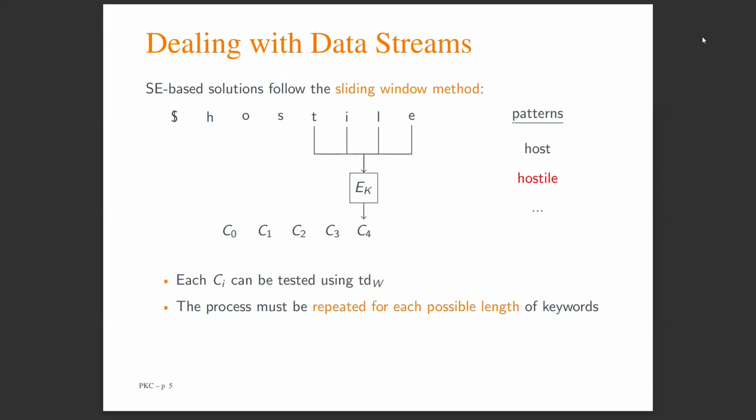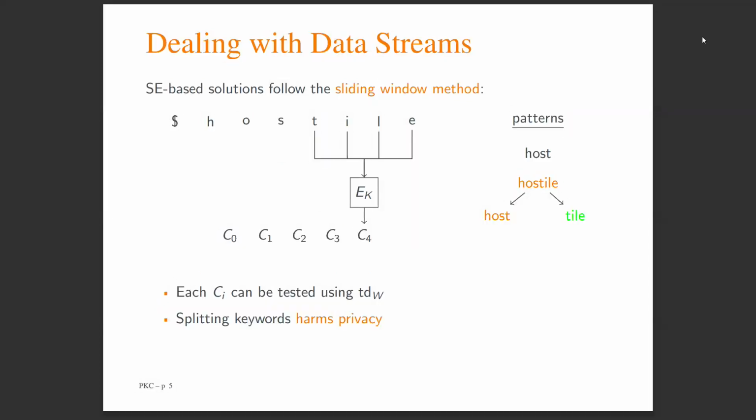So we have essentially two solutions. Either we repeat the process for each possible pattern size, but it's clearly impractical, or we choose to split the patterns into smaller ones. Typically, we will choose the size of the smallest pattern, but here we are harming privacy. So this is not the solution we want.